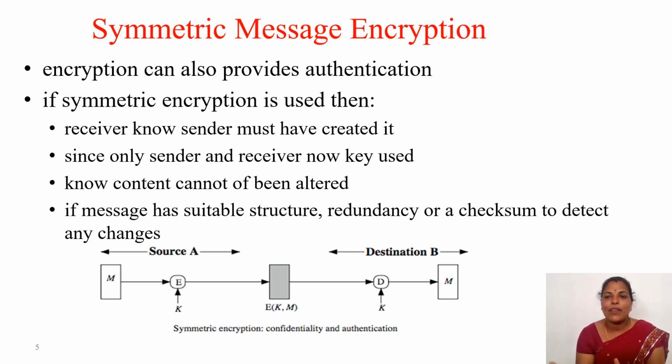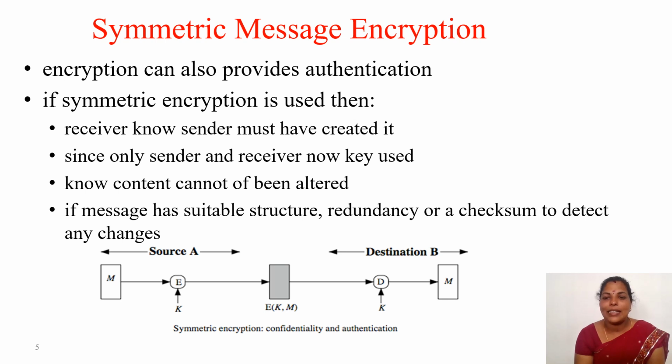For key exchange only we have seen the Diffie-Hellman key exchange. Also, the receiver knows the sender created the key, because both the sender as well as the receiver alone know the key in symmetric encryption. So the receiver knows the sender must have created it, since only the sender and receiver are using the key. So they know the content is not altered, because the key is known only to the sender as well as the receiver.